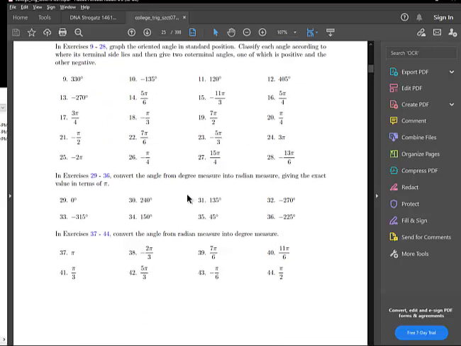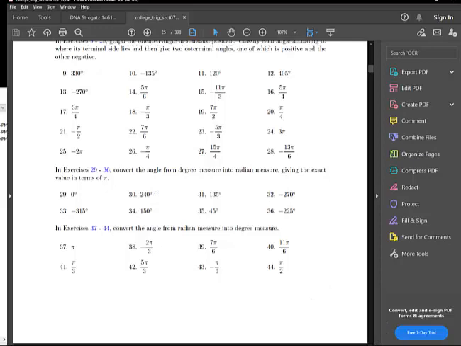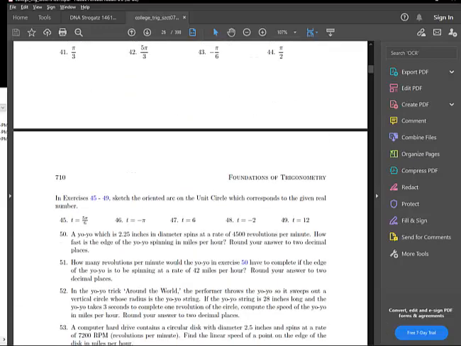Degree to radian, same thing, 240 degrees. Right away I can see that that's 4 times 60 degrees. What's 60 degrees? 60 degrees is pi over 3. So that's 4 times pi over 3, right? So you should be able to do this kind of stuff very quickly and very easily. All right.